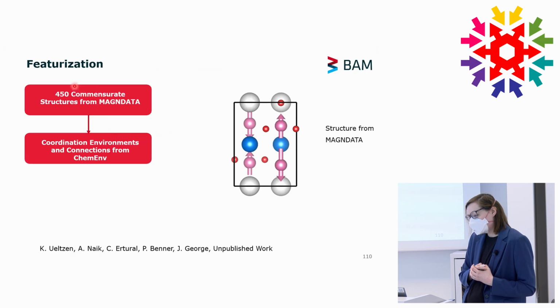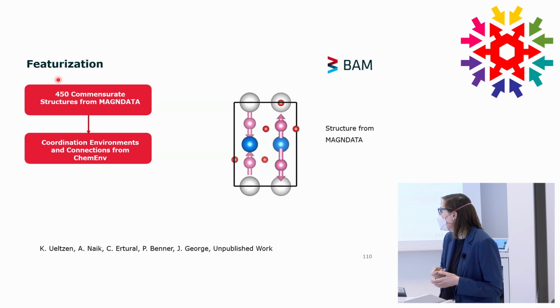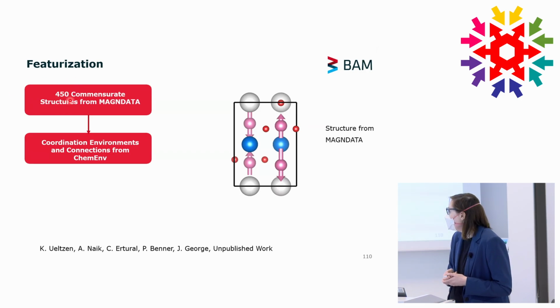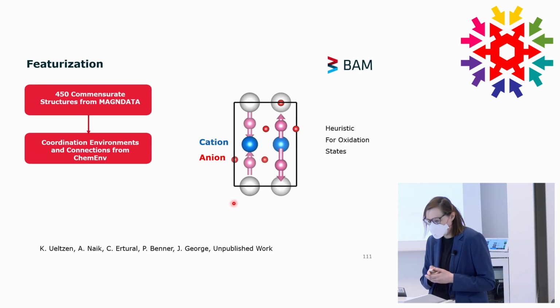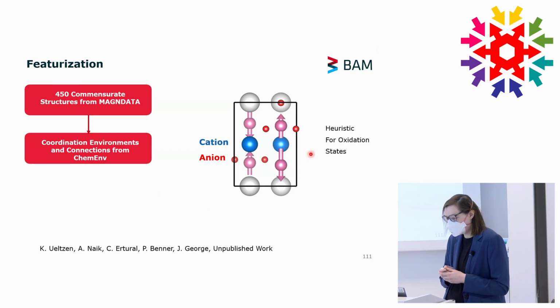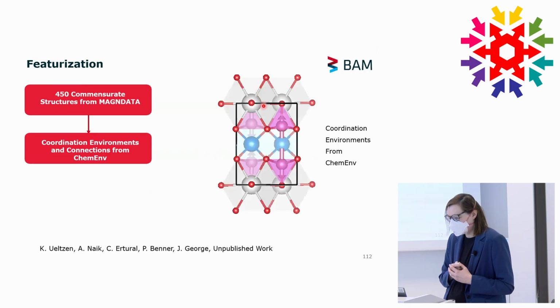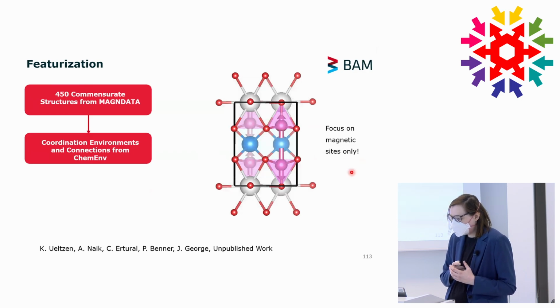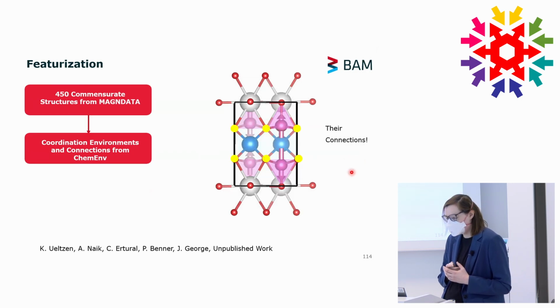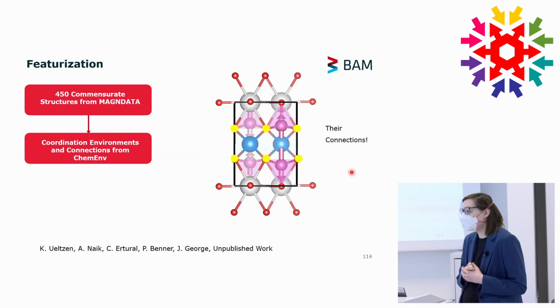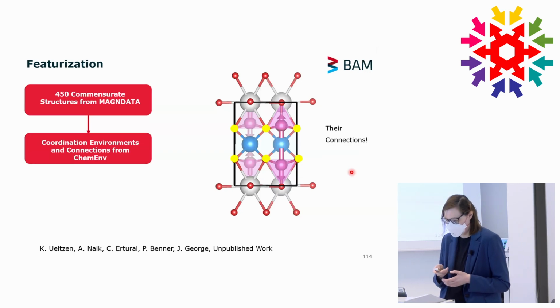That's why you also see why we need to do this kind of featurization. We cannot simply use graph-based models. We only have 450 structures, so we cannot build graph-based machine learning models based on neural networks; we just have not enough data for that. That's why we started here. We took 450 structures and determined oxidation states based on a heuristic, then looked at coordination environments with a different approach that we'll talk about, and then focused on the magnetic sites and their connections, and used this for featurization, but also for testing the heuristic.